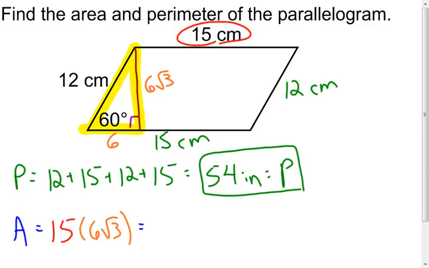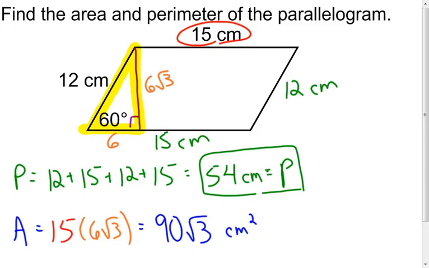So 15 times 6 is going to put me at 90 times the root 3, so I have 90 root 3 centimeters squared. And I just noticed that I made a mistake up here. My label wouldn't be inches, my label should have been centimeters.